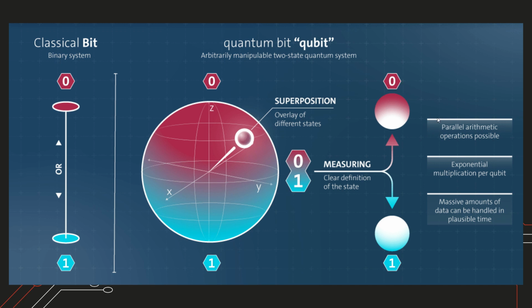So using qubits, parallel arithmetic combinations are possible, and exponential multiplication per qubit is possible, and massive amounts of data can be handled in plausible, meaning efficient, time.